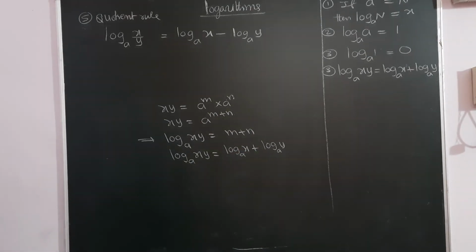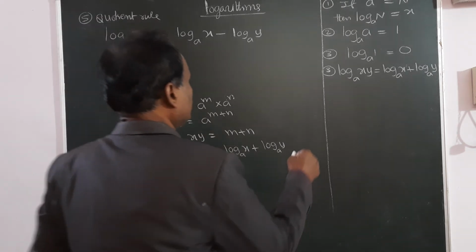Same rule. Quotient rule, that is the division formula in logarithms.